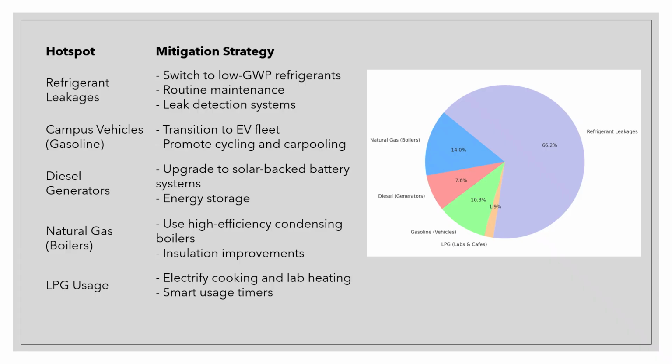For the diesel generator, upgrade to a solar-backed battery system with energy storage. Instead of using 100% diesel, we can have a solar system supporting it, so partially we can reduce it. For natural gas, use high-efficiency condensing boilers, and insulation improvement can be done. We are addressing every sector, but the sectors that most need attention can be addressed. For LPG usage, electrify cooking and lab heating, and use smart usage timers to reduce the electricity.